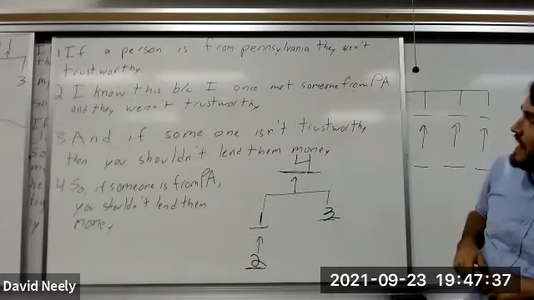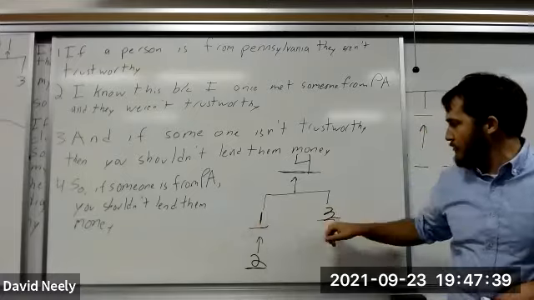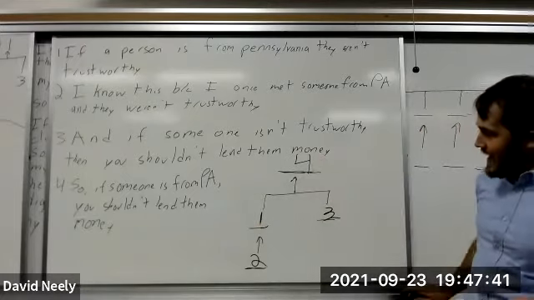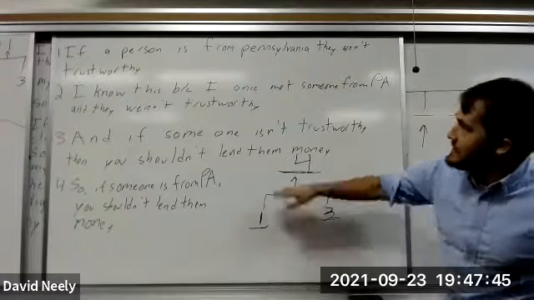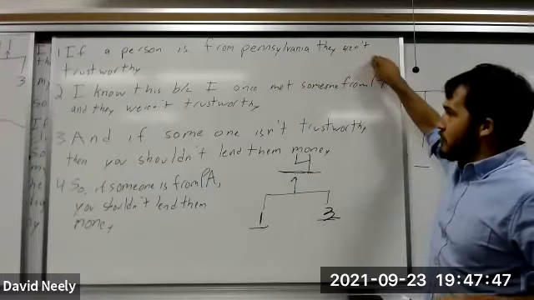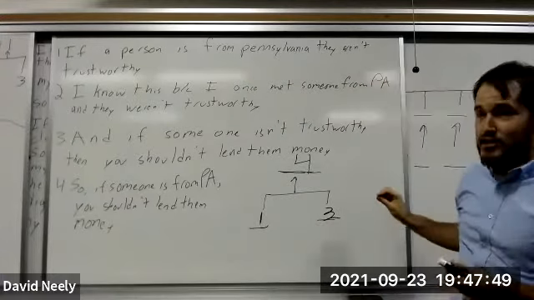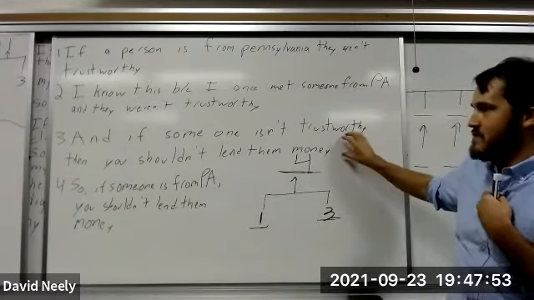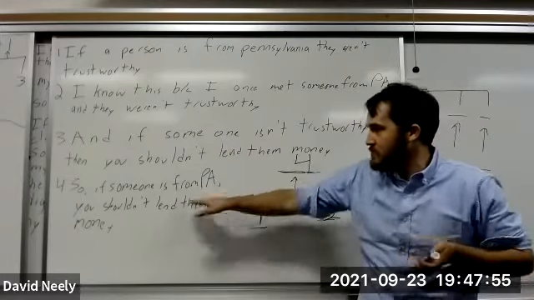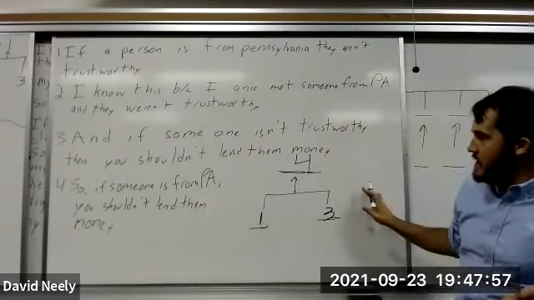In particular, if you just concentrate on 1, 3, and 4, you'll recognize that that's a valid argument. Because if it's the case that if a person is from Pennsylvania, they aren't trustworthy is true, and you know for certain that someone isn't trustworthy, then you shouldn't lend them money. Then you know for certain that someone from Pennsylvania, you shouldn't lend them money.